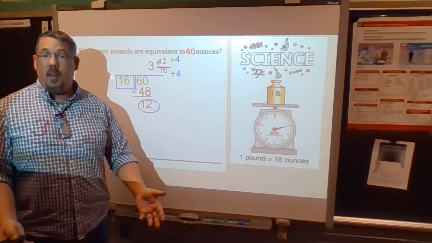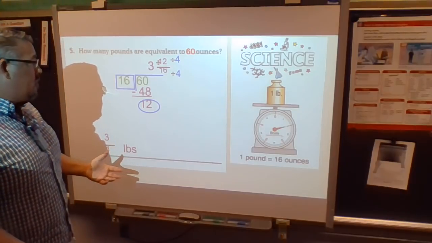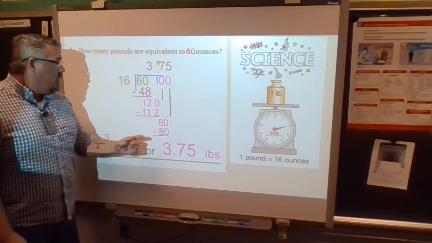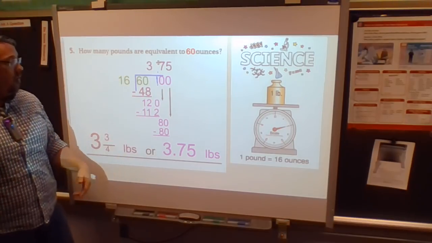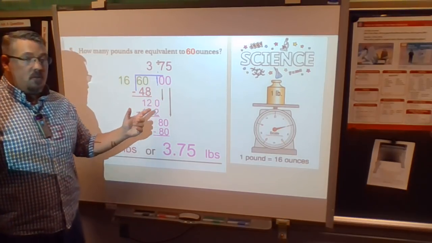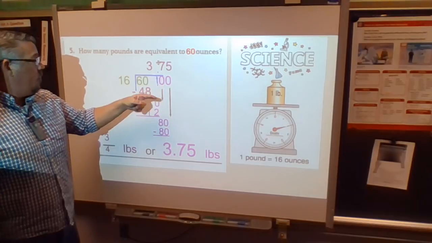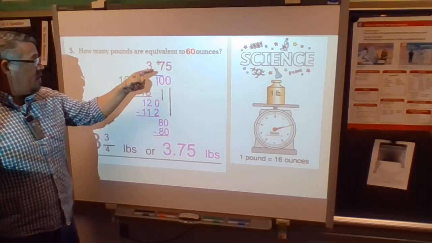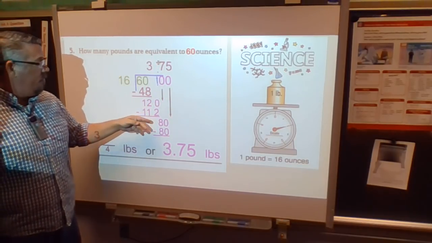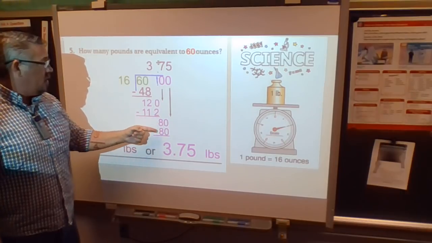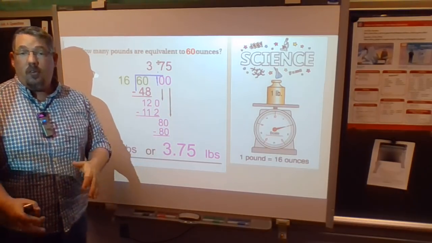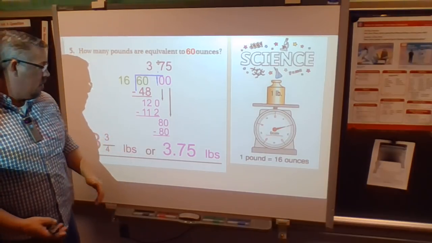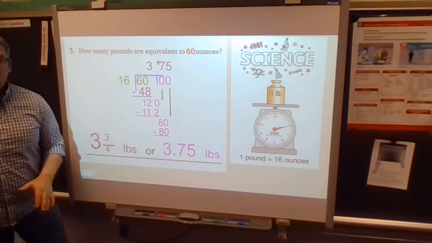If you're more of a decimal person, then by all means, please use the decimal form. You take your 60 divided by 16, you get your 48 with a remainder of 12 again. Then we start adding our decimals. We add a 0. We know that 16 will go into 120 7 times, which is 112. We have 8 left over. 16 goes into 80 5 times. So we get 3.75 pounds. Either one would be the correct answer.